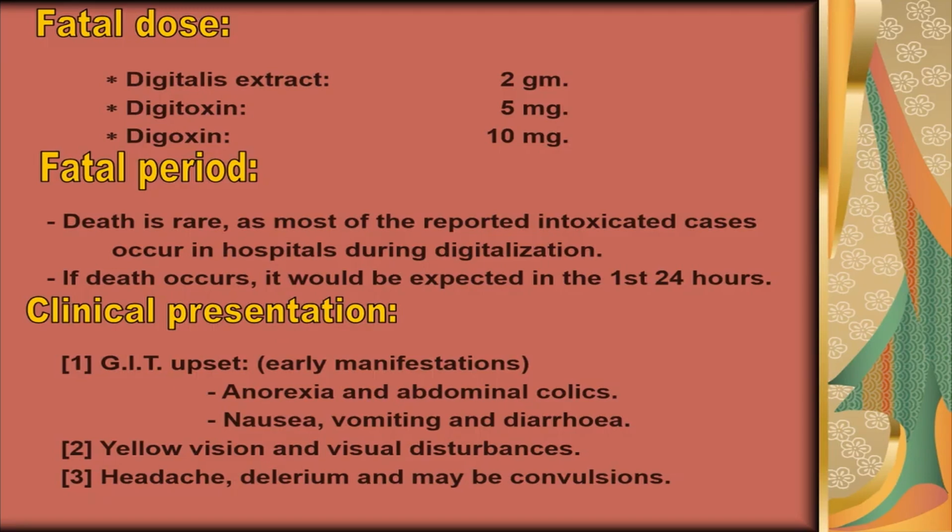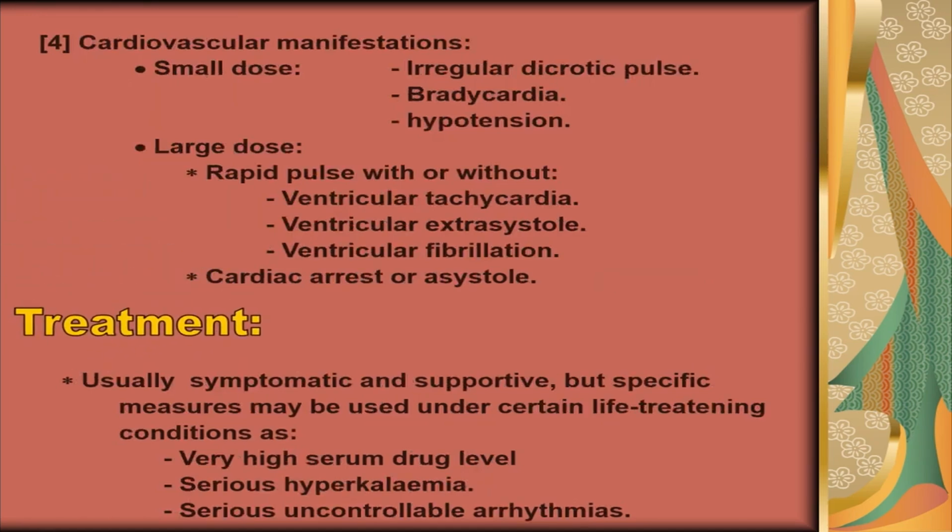Later on, there is yellow vision and visual disturbances. Also, there may be headache, delirium, and maybe convulsions. Late in the course, there will be cardiovascular manifestations, which are the serious ones. It differs greatly according to the dose given. With small doses, there is irregular dicrotic pulse or bigeminal pulse, bradycardia, and hypotension.